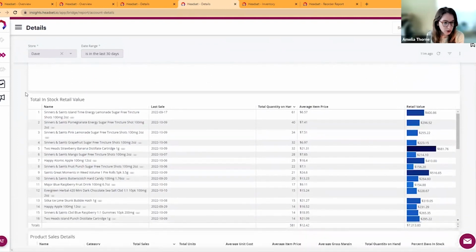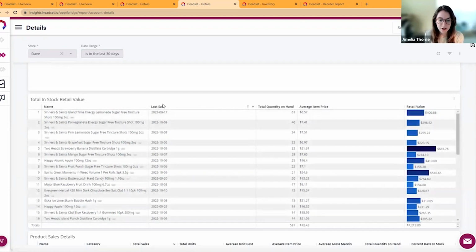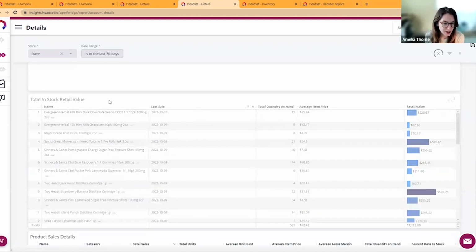Scrolling down to the total in-stock retail value, this is awesome because we can see by product how much retail value we currently have sitting around. So one thing I like to do with this is organize it by last sale. We can sort the sale furthest away from today. There's probably a better way to say that, but if I click last sale here.